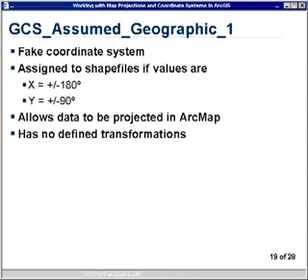So if the data looks like it's in decimal degrees, we'll give it this coordinate system. All this does is allow the data to be projected in ArcMap, and this was to help people coming from ArcView GIS version 3 who may have data without a PRJ, without a coordinate system definition, to let them add the data and then reproject it on the fly. Because this is a fake coordinate system, it has no defined geographic datum transformations. So it very likely will never line up correctly with data that has a known coordinate system.